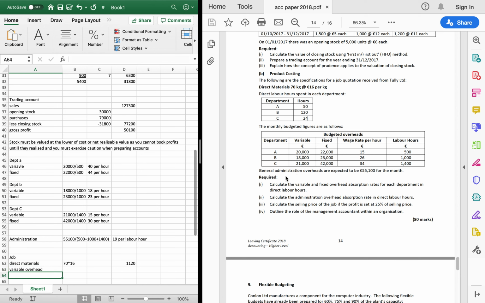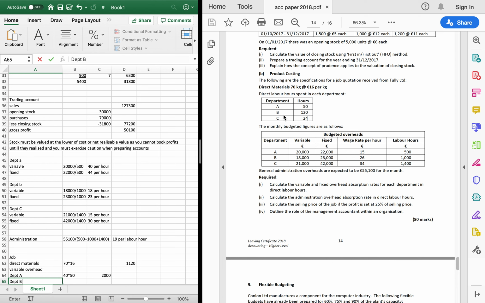Now, what do we have? We have a cost per hour. So for department A, the cost per hour is 40. So it's going to be 40 by the number of hours, which is 50. 40 by 50, which is 2,000.